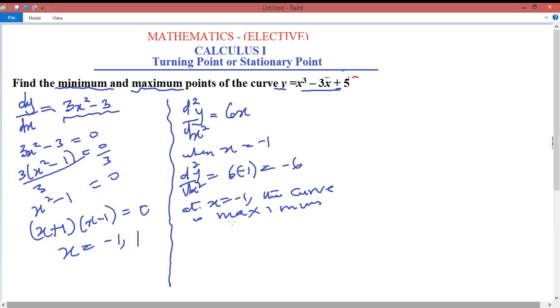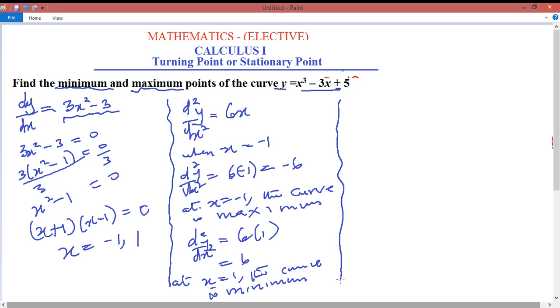And obviously the other one will be minimum. But let's check. d squared y over dx squared at x equal to 1 is 6 times 1, which gives us 6. And we say when the second derivative is positive, it means we have a minimum. So at x is equal to 1, the curve is minimum.